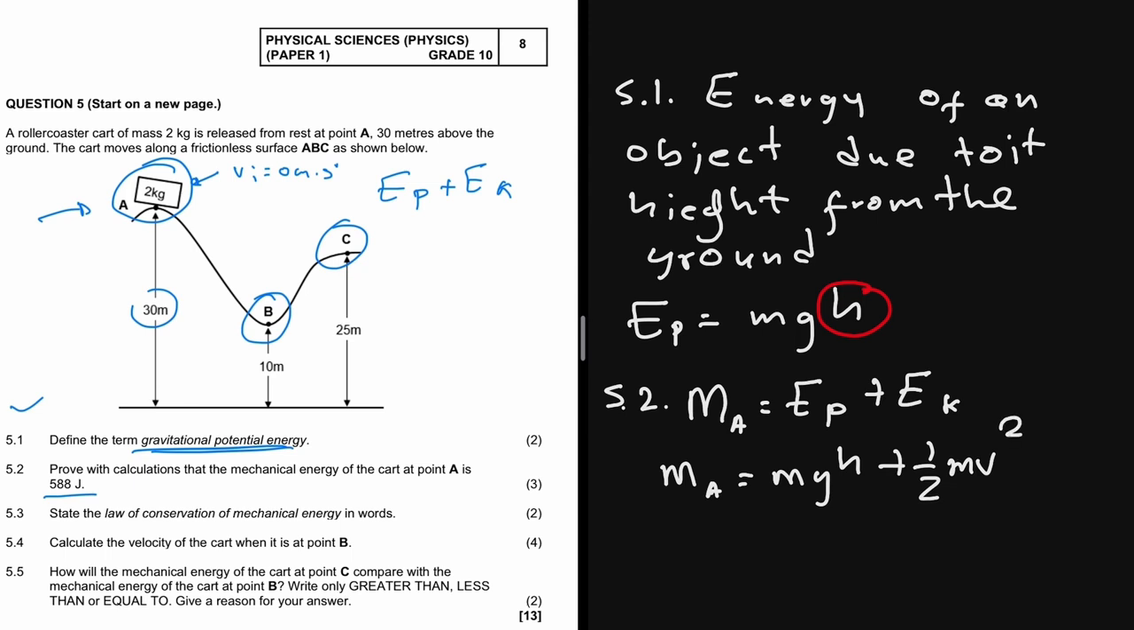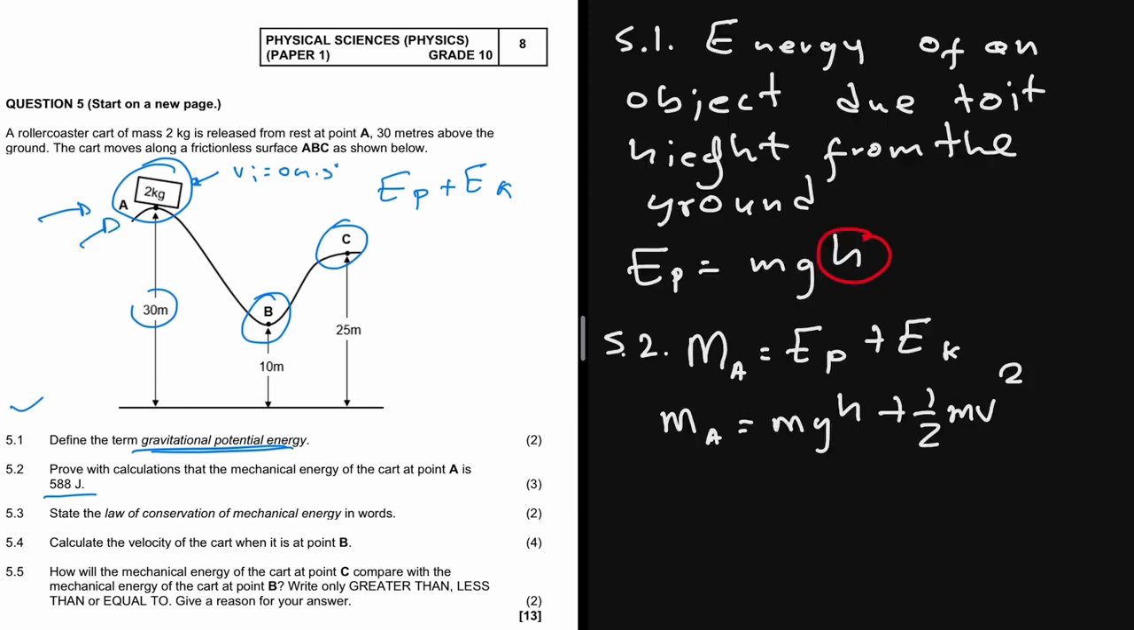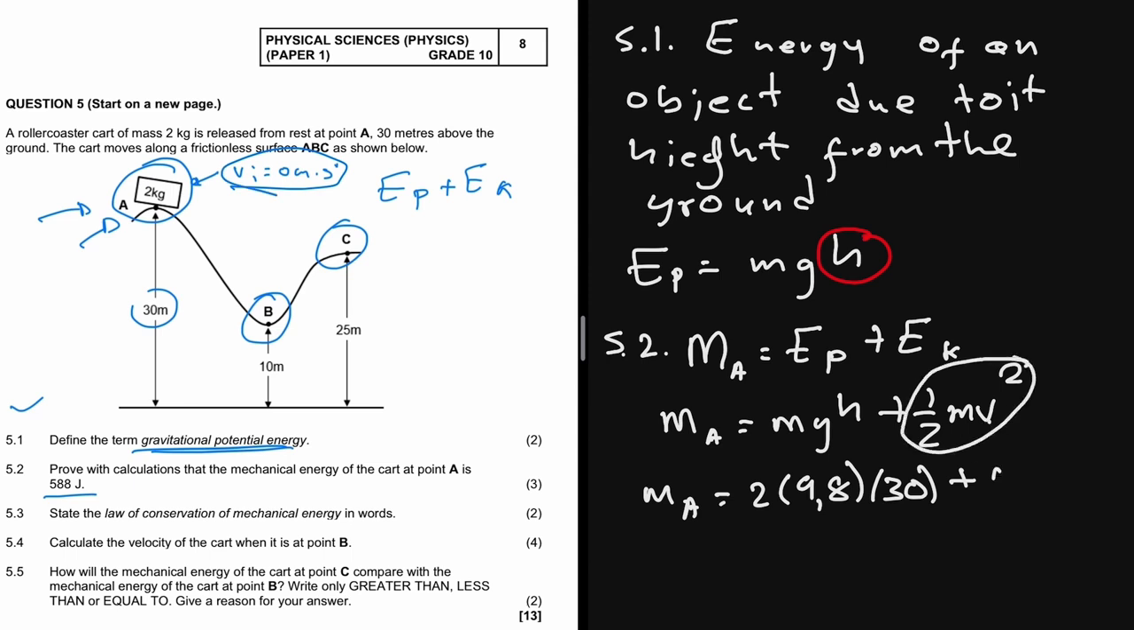So now we're going to substitute what we have at point A. We know the mass of the cart is 2, the acceleration is always 9.8, and the height is 30 meters above the ground. But here we don't have kinetic energy because the velocity is 0 meters per second. So if you substitute that as 0, the whole term will be 0. So we can just say plus 0, or you can substitute the mass and the velocity as 0, and you will see the answer is 0.